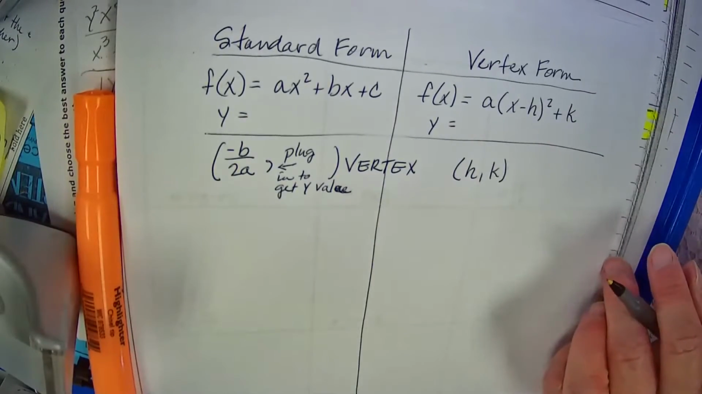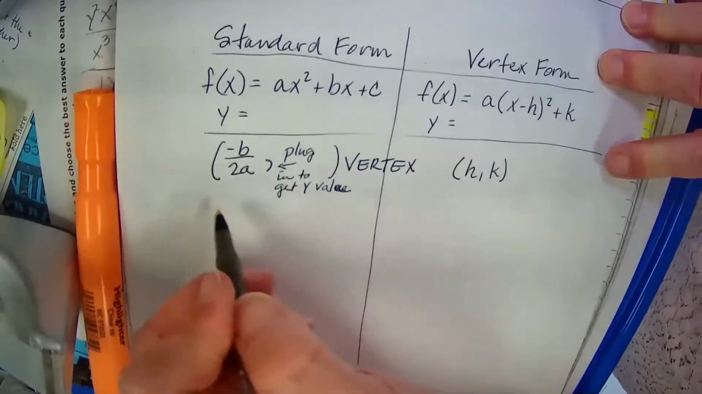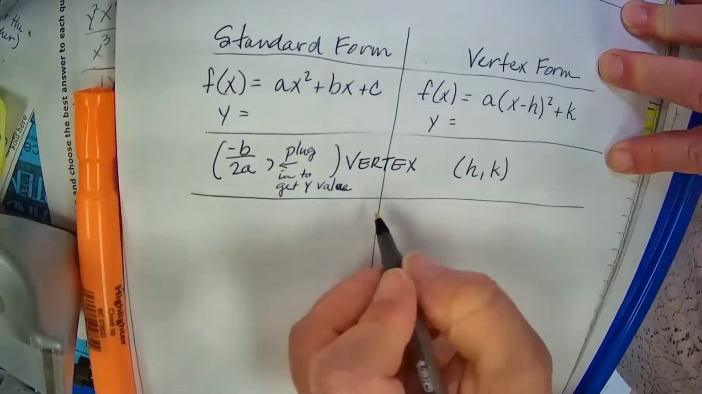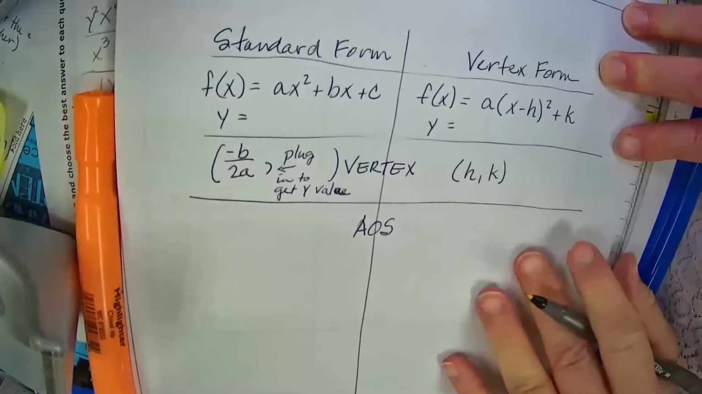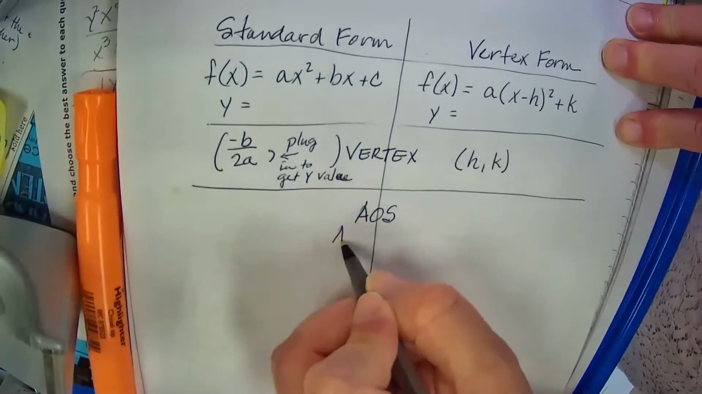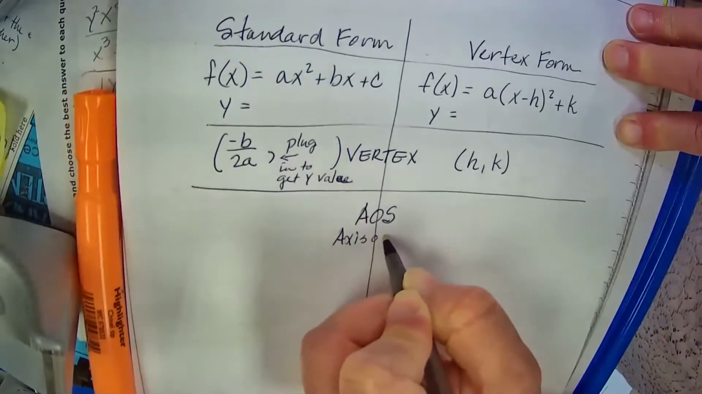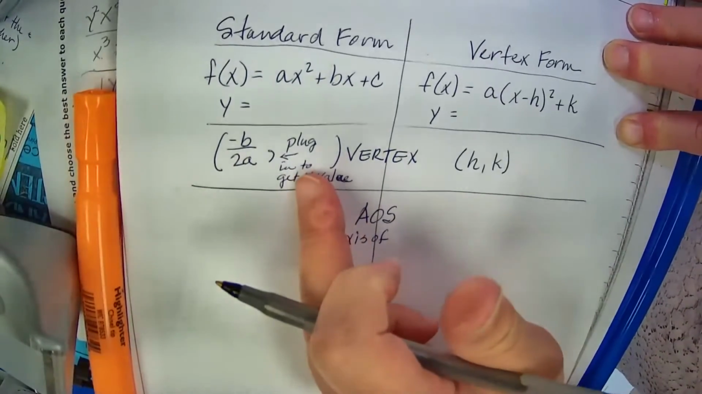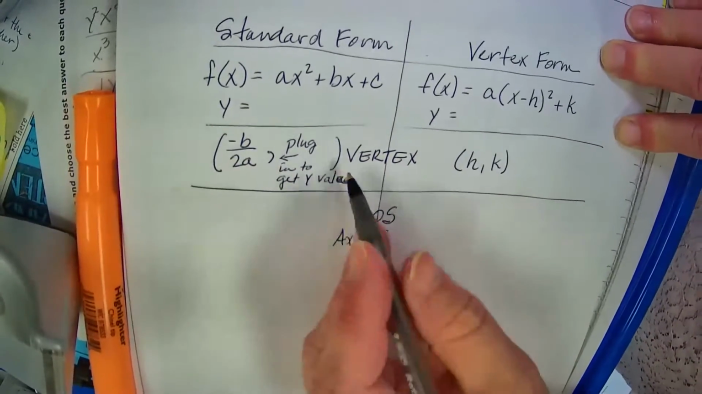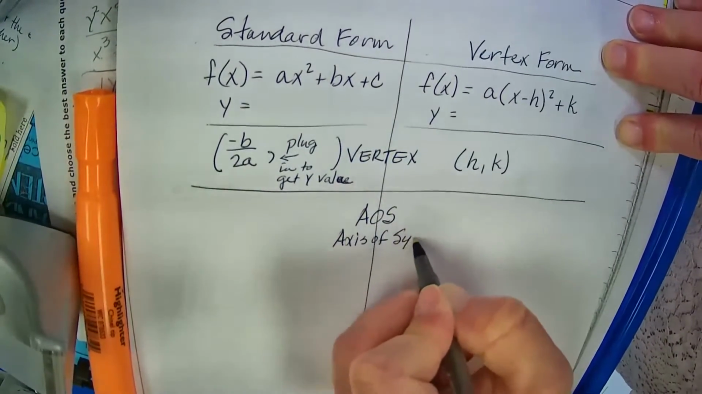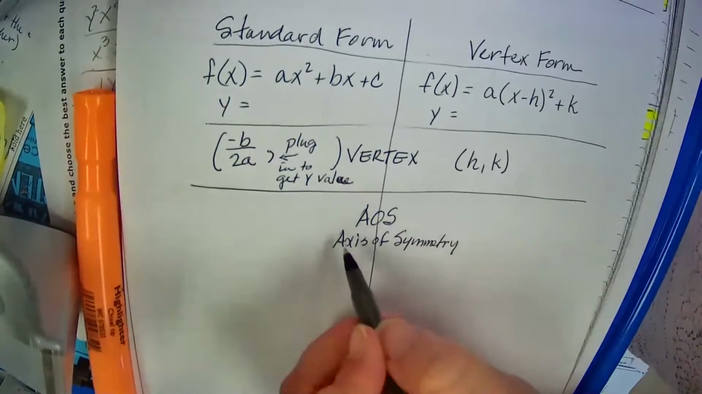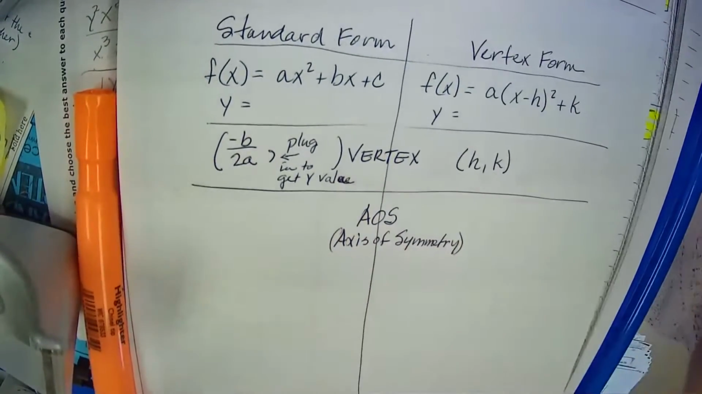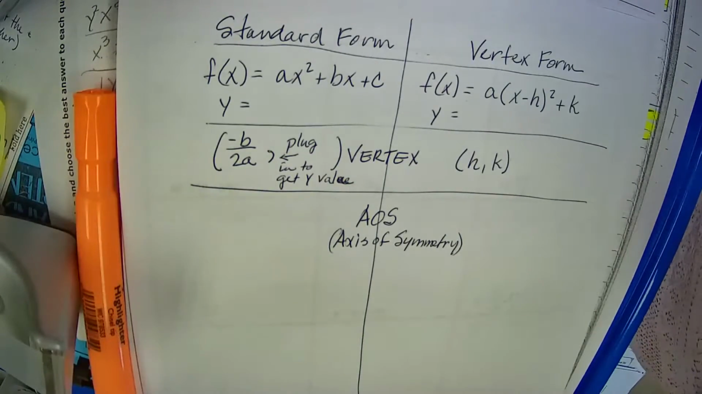Now, axis of symmetry. That's where I had trouble. AOS. What, finding the y value from the standard? Yeah, it's a little more work.